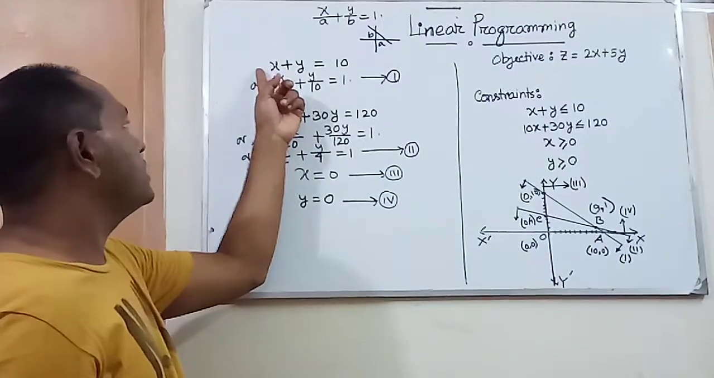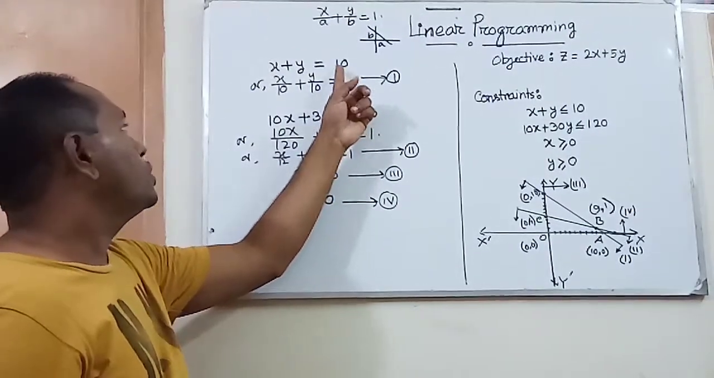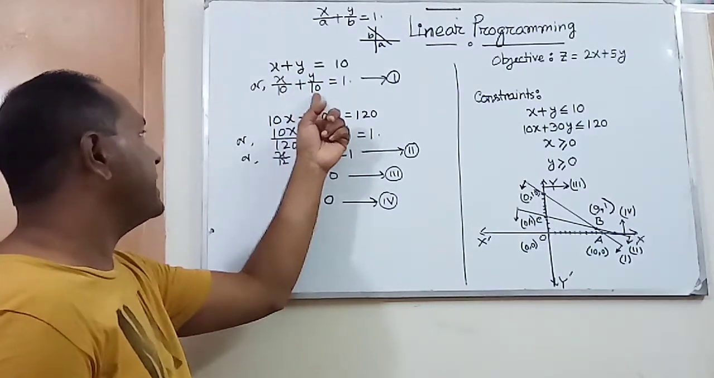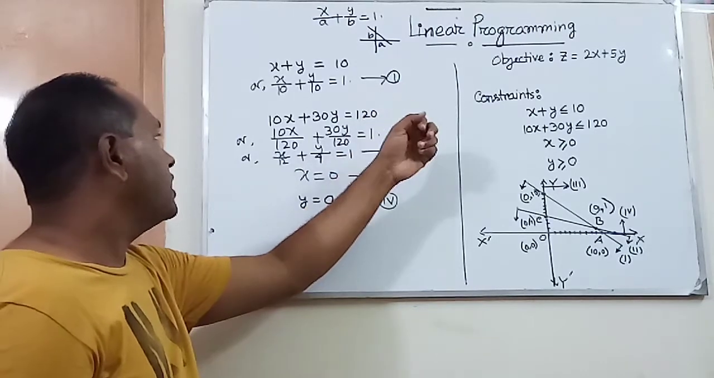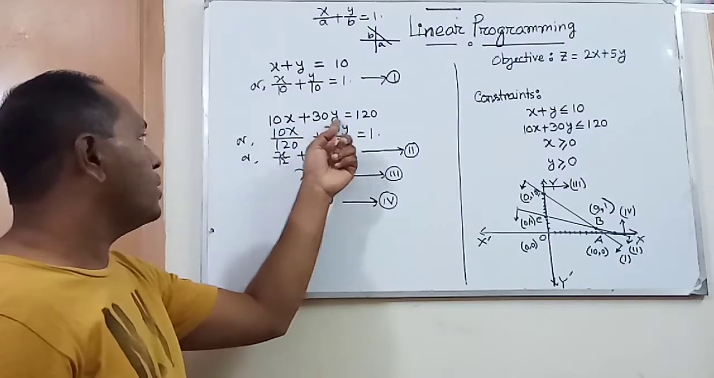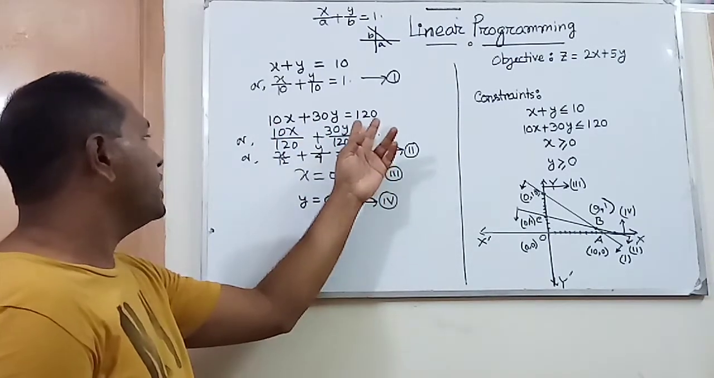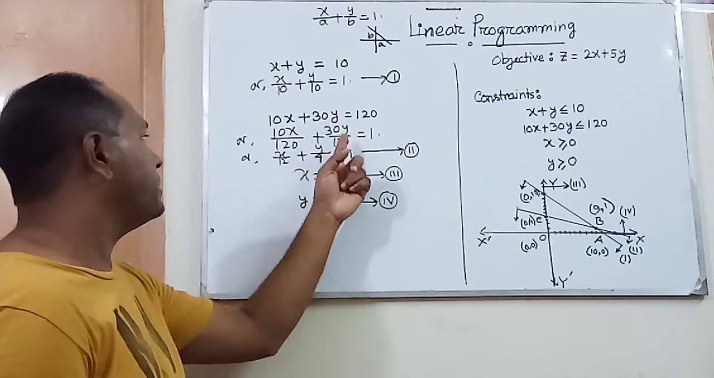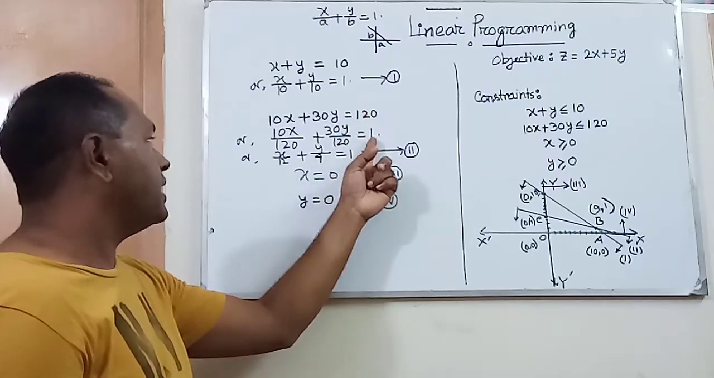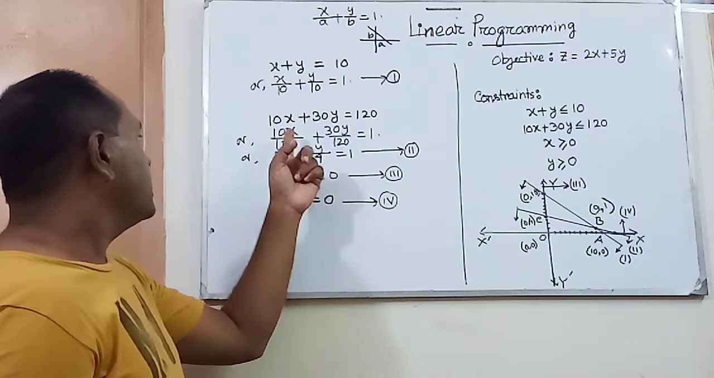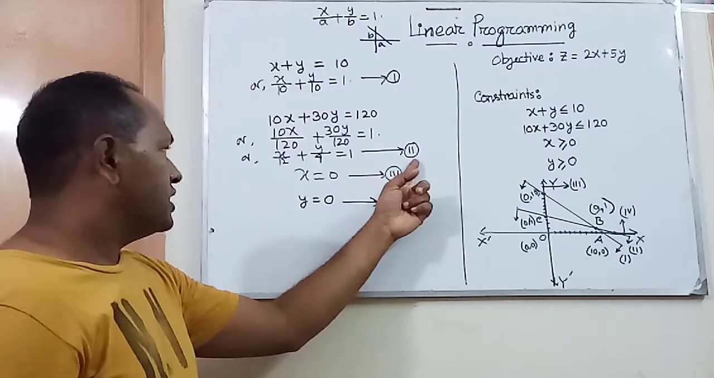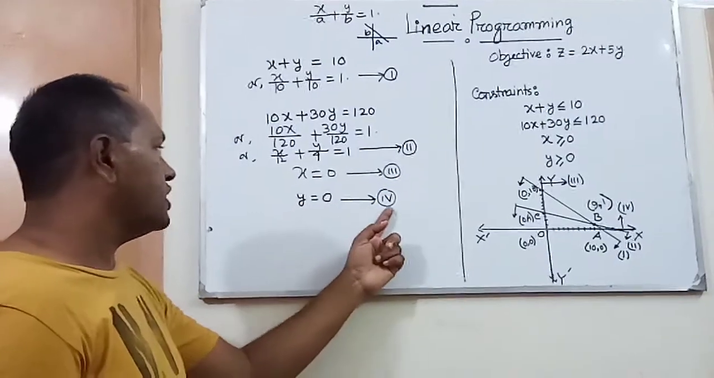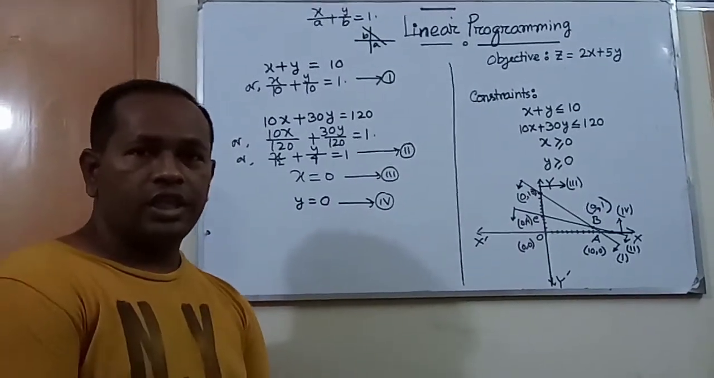Okay, now let us consider the first equation. Here we see 10. So to make it like this, we need to divide both sides by 10. Then you will get x divided by 10 plus y divided by 10 equals 1, and this is equation 1. Now let's consider the second equation, 10x plus 30y equals 120. Here we need to divide both sides by 120. Then you will get 10x divided by 120 plus 30y divided by 120, and 120 divided by 120 will give us 1. Then x divided by 12 plus y divided by 4 equals 1. This is equation number 2. And similarly, x equals 0 is equation 3 and y equals 0 is equation 4.